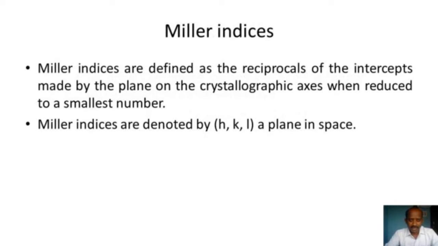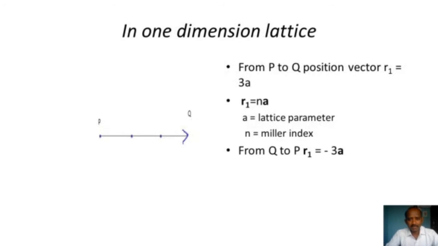Here, what are Miller indices? First we have to define this. The Miller indices are the reciprocals of the intercepts made by the plane on a crystallographic axis, when reduced to the smallest numbers. The Miller indices are denoted by h k l, for a plane in space.